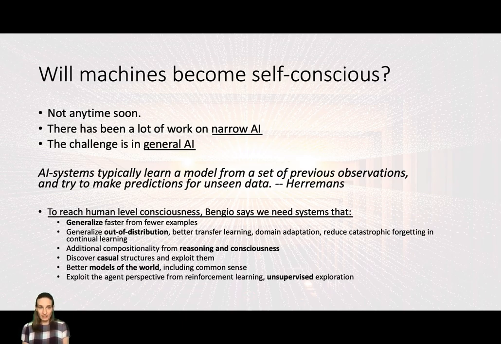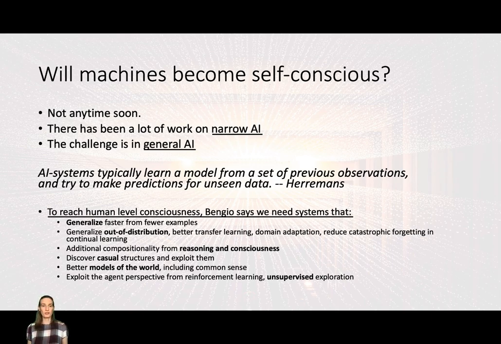Narrow AI is a very particular task. Is this a dog or a cat? In this computer game, should I go left or right? It's a very narrow task. But the real challenge is coming to something that is called general AI, GAI. We'll talk about that at the end of the lecture.